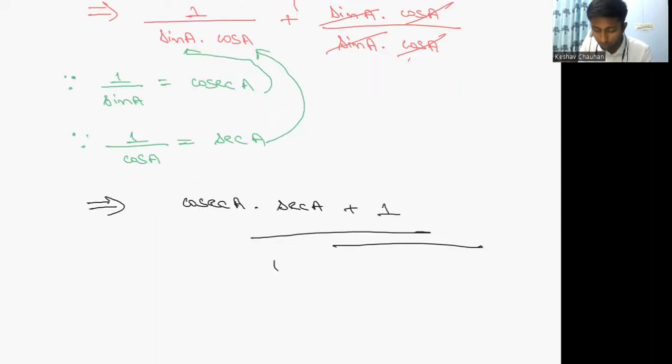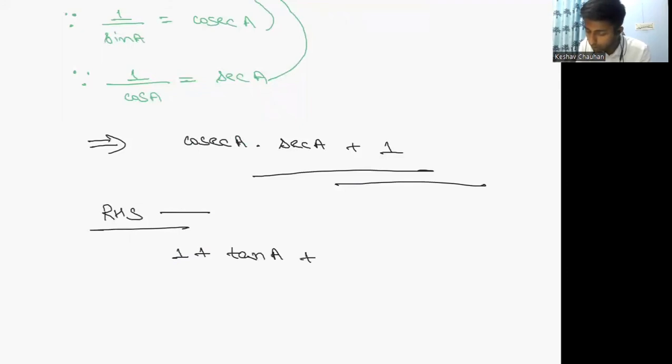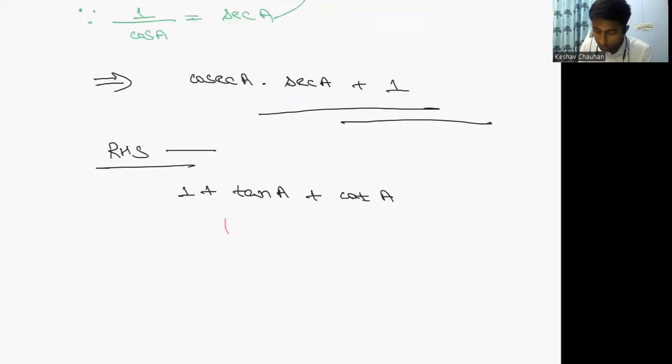So now what we will do, we'll take the RHS. What was RHS according to the question? It was 1 plus tan A plus cot A. Now we'll do the same thing we did with the LHS. That is, we'll just break it into sine and cos. And what will we get? Sine A upon cos A plus cos A upon sine A.